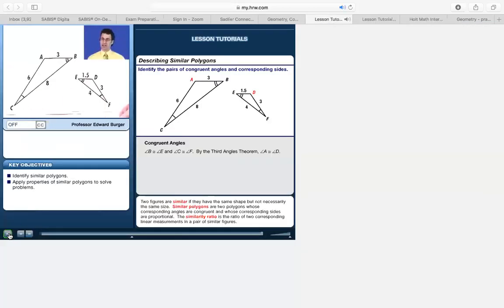Or by angle, angle, angle, these two triangles are similar. Neat. Wait. Okay, now that we know. Wait.